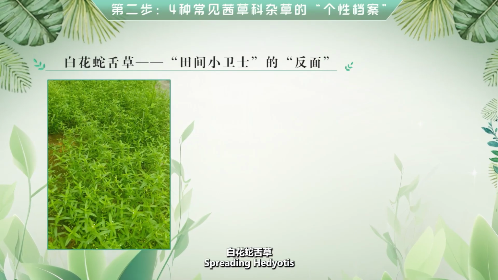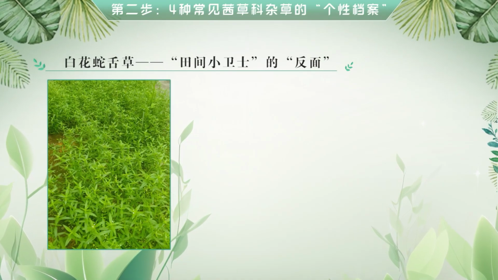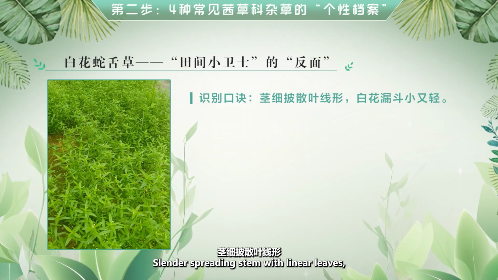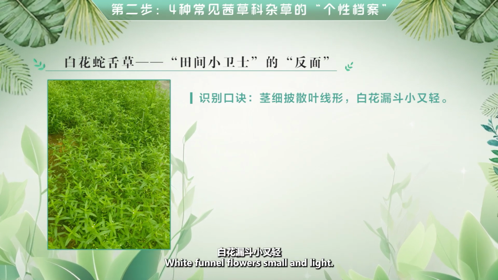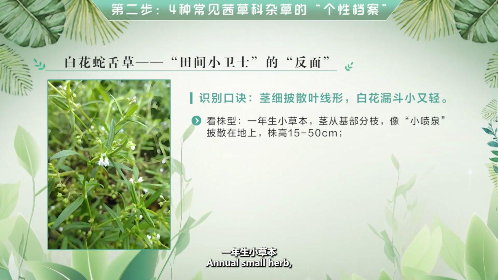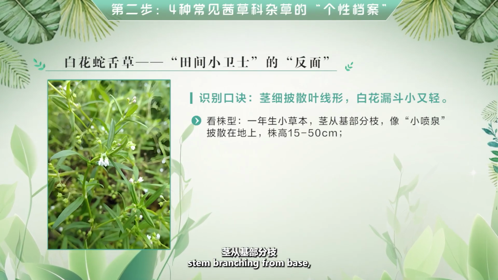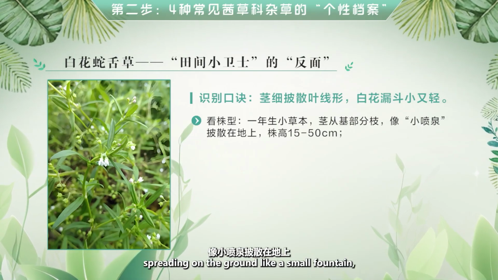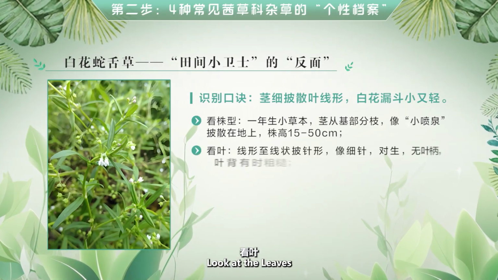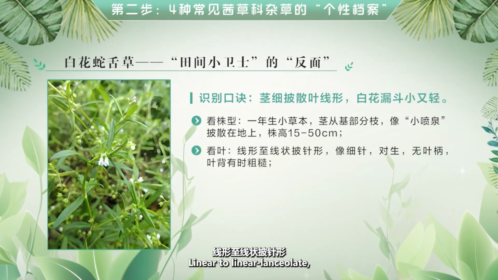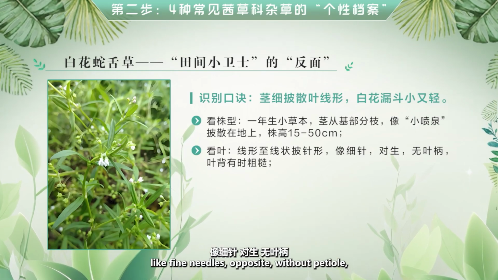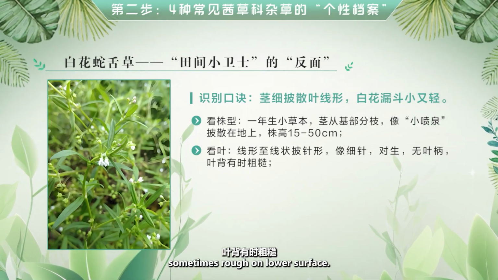2. Spreading hediotis, the flip side of a field guardian. Identification rhyme: slender, spreading stem with linear leaves, white funnel flowers, small and light. Look at the plant form: annual small herb, stem branching from base, spreading on the ground like a small fountain. Plant height: 15 to 50 cm. Look at the leaves: linear to linear lanceolate, like fine needles. Opposite, without petiole, sometimes rough on lower surface.